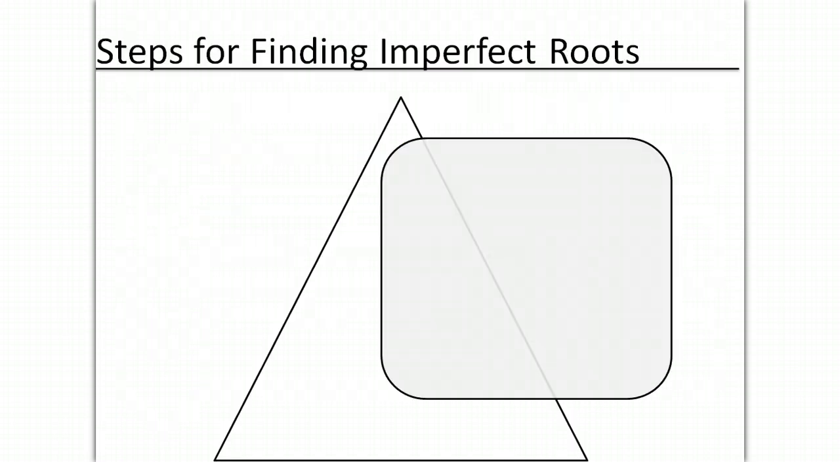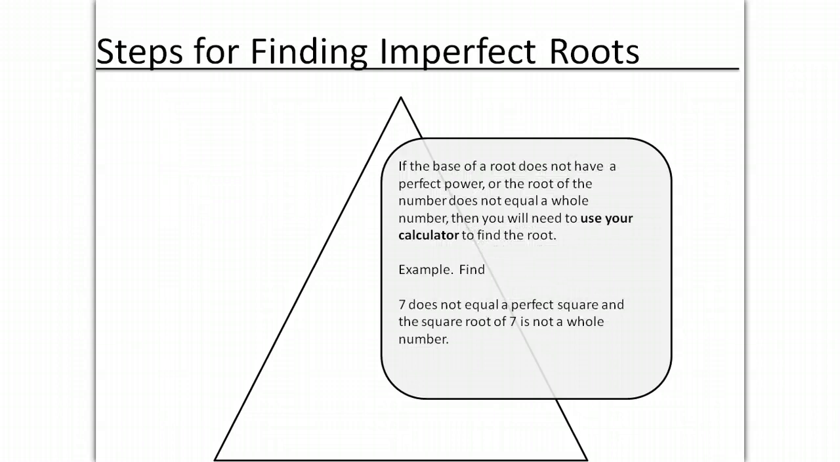What if we want to find a root that does not have a corresponding perfect power? Well, that is, the base of the root does not have a perfect power, so the root of the number does not equal a whole number. And we will need to use a calculator to find the root. For example, if we were to find the square root of 7, what we would actually get is something that's not a whole number. It contains a decimal. Square root of 7 equals 2.65.